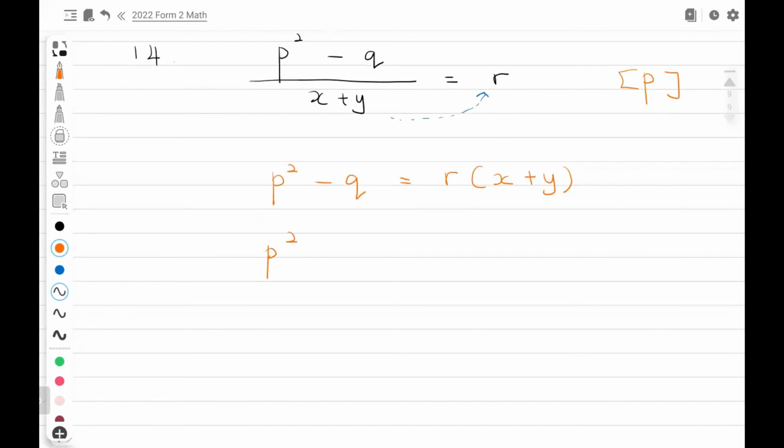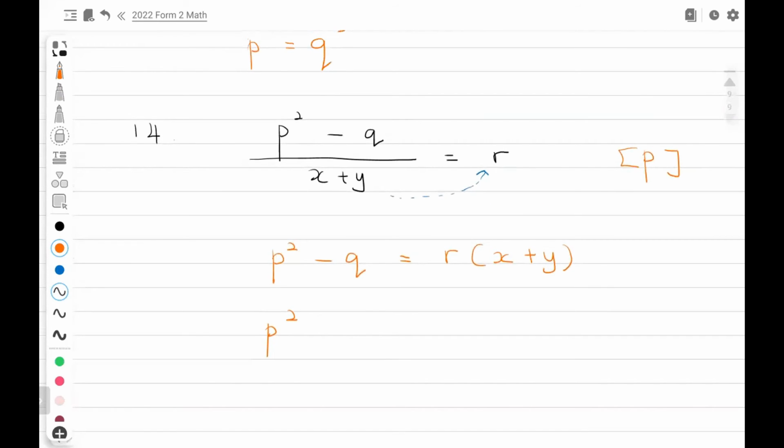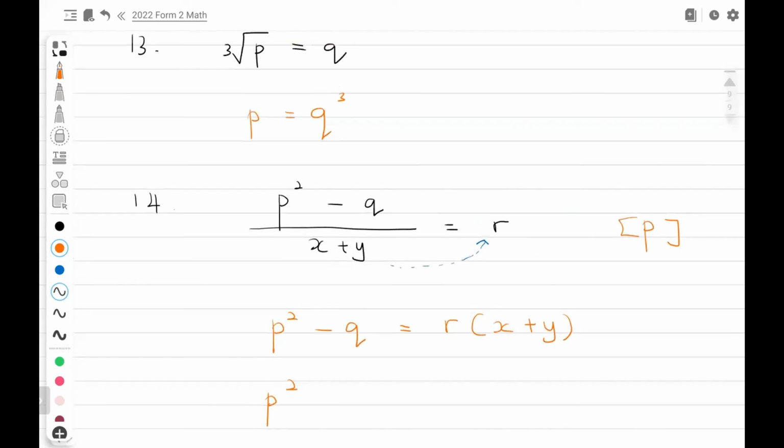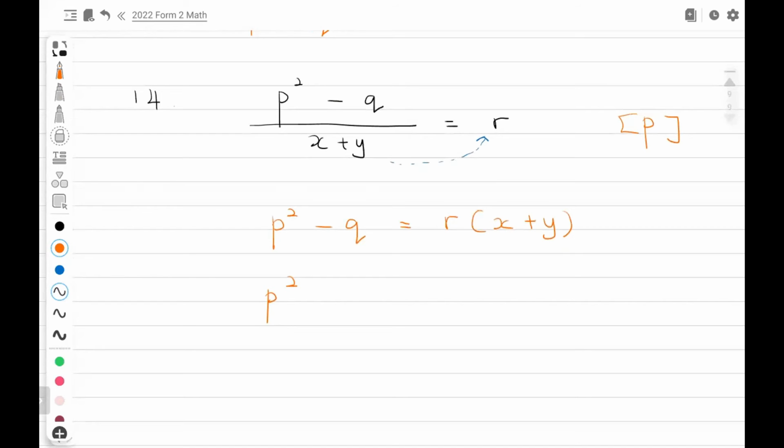P squared. Copy. Not yet finished. P squared, then minus Q here. Minus Q, move to the back, it becomes plus Q. Okay, on the right side, you have to copy everything there. R bracket X plus Y, and then plus Q. The yellow one, I move to the back, become plus. Okay. Then still got square.